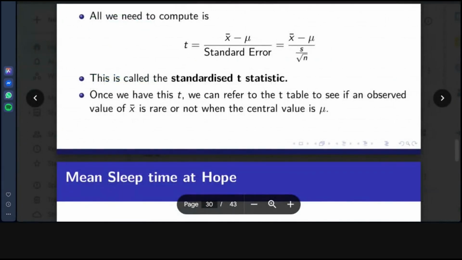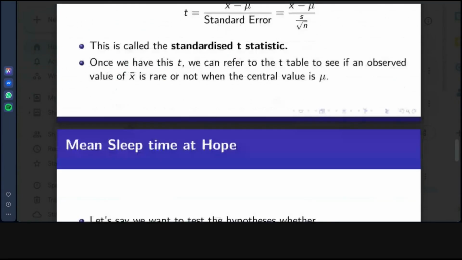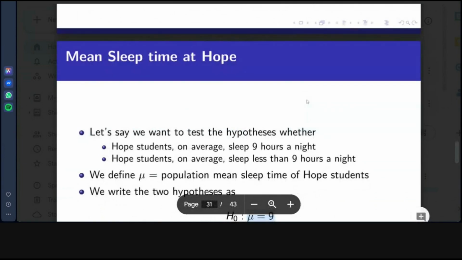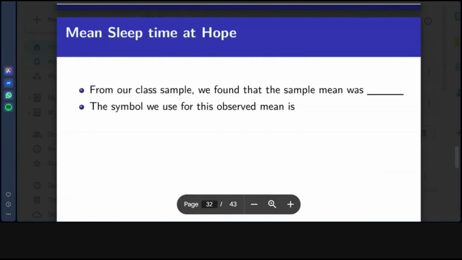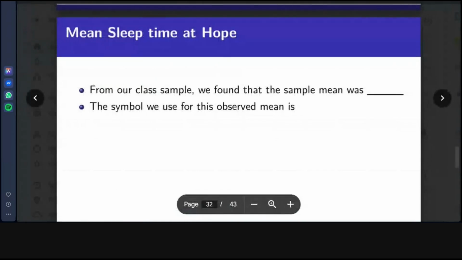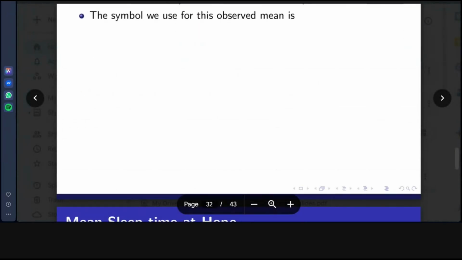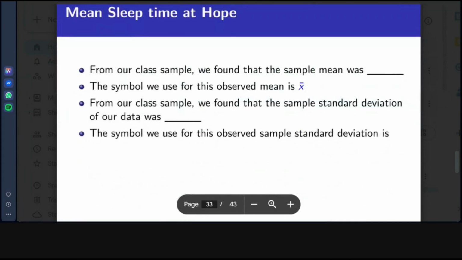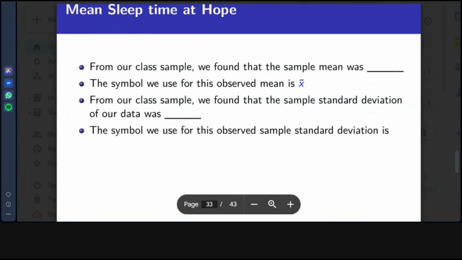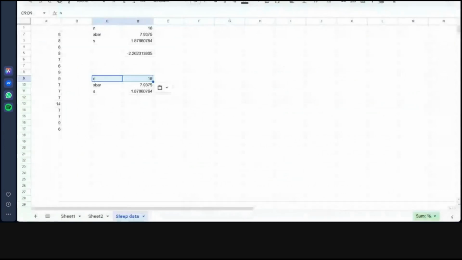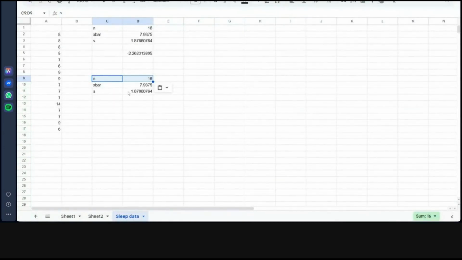So all you need to do in order to calculate the standardized t statistic is, well, plug these numbers in and calculate what this is. All right? So what's the sample mean? You fill it in your notes. The sample mean was 7.9375. The symbol we use for the observed mean is x bar. From our class, we found that our sample standard deviation was S, and that's 1.8786.